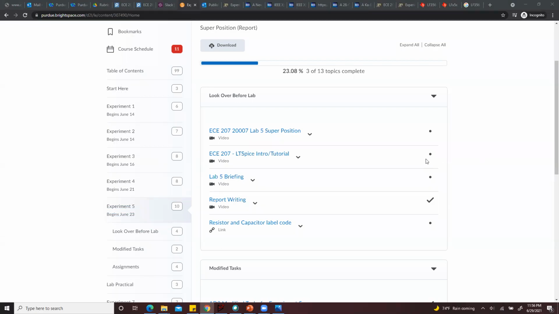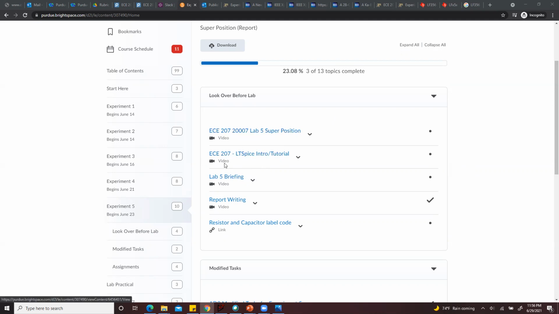Hello everyone. So today is our Lab 5, superposition and the equivalent circuit. Before you start doing the experiment, please read through the lab manual, and if you have time, also watch those videos. Those videos are very helpful.